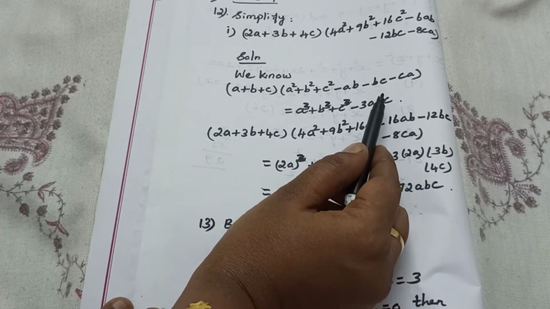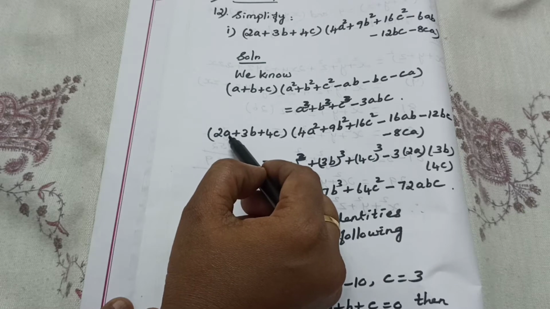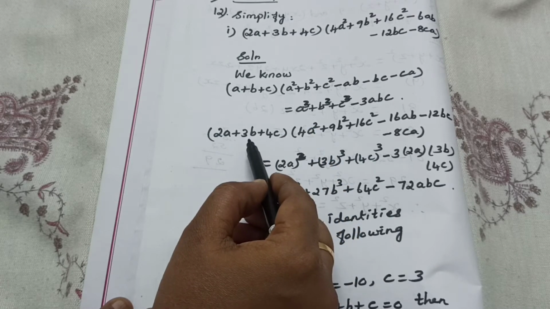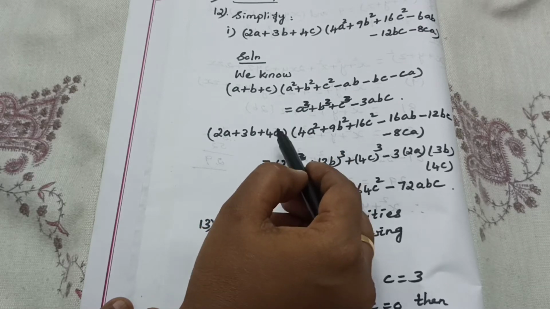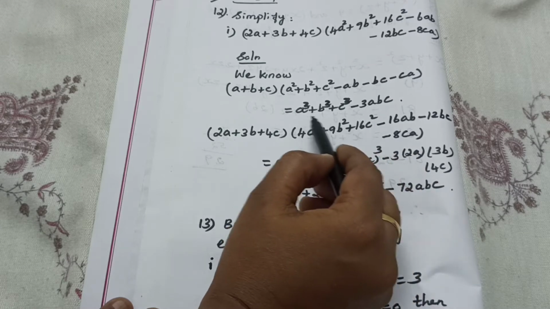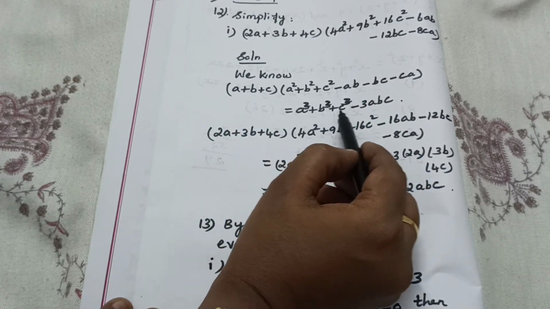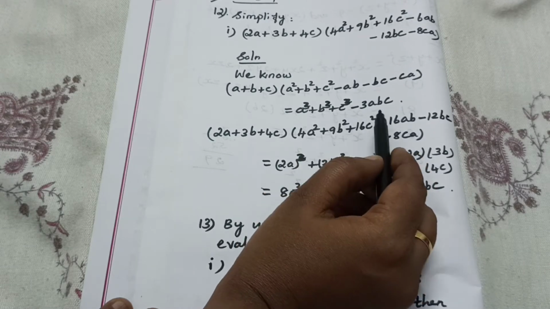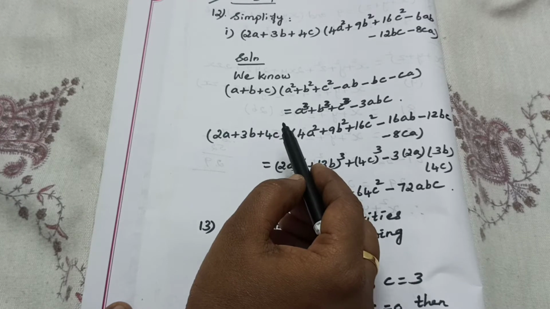Okay. Here, instead of a, what is given? 2a, isn't it? Instead of b, 3b is there. Instead of c, 4c is there. So we have to substitute these values here and simplify this product. Simplify like this. Okay.